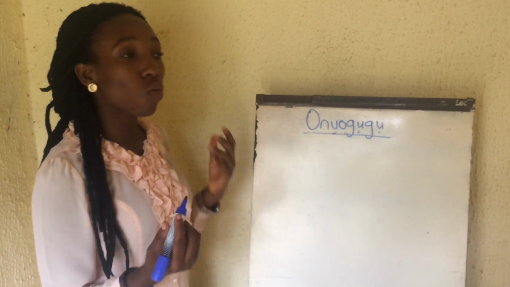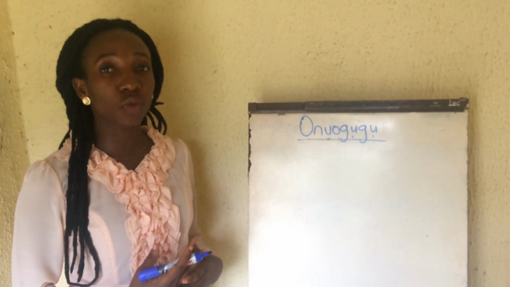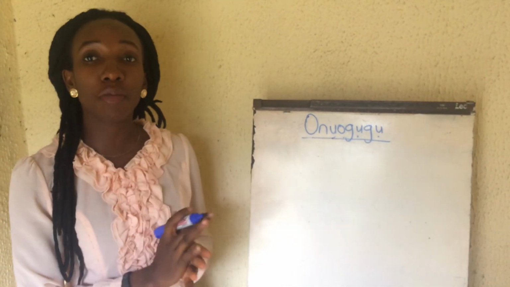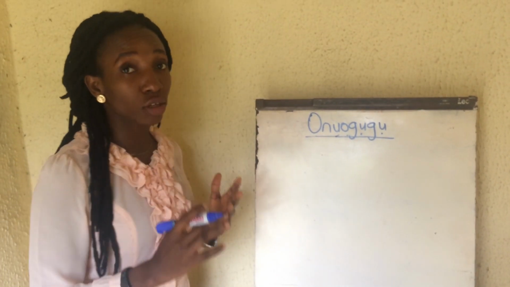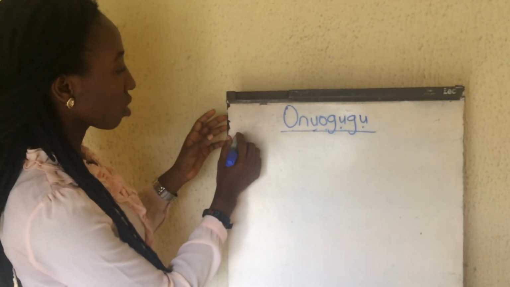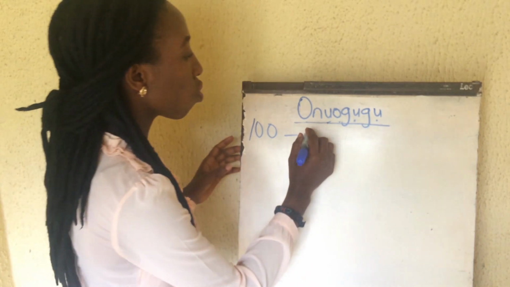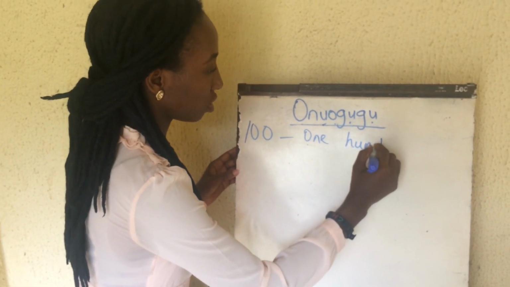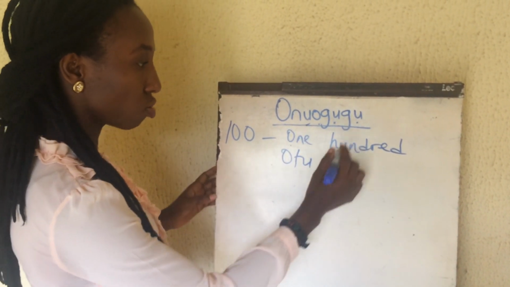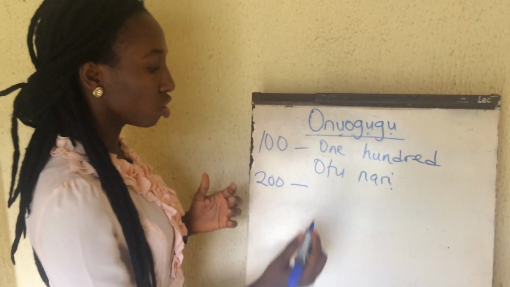Now, when you come to 100, the way you pronounce 100 is different from the way you pronounce 200, and it's different from the way you pronounce 300. It is the same for 100, 1,000, 1 million, 1 billion, 1 trillion, whatever. You first call the number, the digit 1, before the word. For instance, 100. Now if you want to call this one, remember what you said for 1? Otu. So when you're going to call this label, you call it the same thing. What is 1? Otu. 100 is Otu nari.